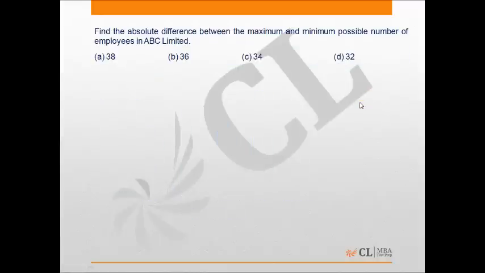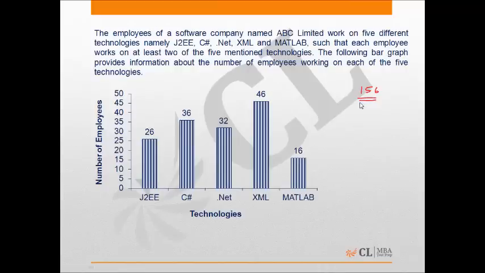Now let's come to the problem. Find the absolute difference between the maximum and minimum possible number of employees in ABC Limited. So in case we want to maximize the number of kids, we need to give exactly 2 chocolates to each kid. So from here we get 156 upon 2, which is 78. It means the maximum number of employees that the company can have is 78.